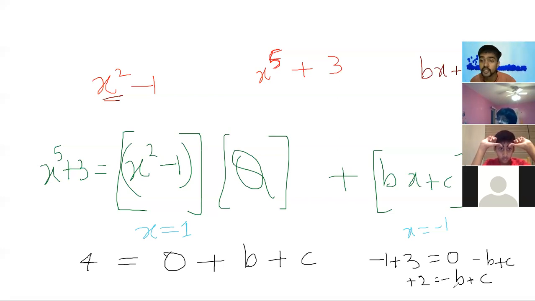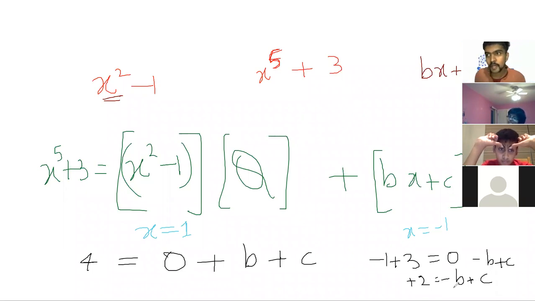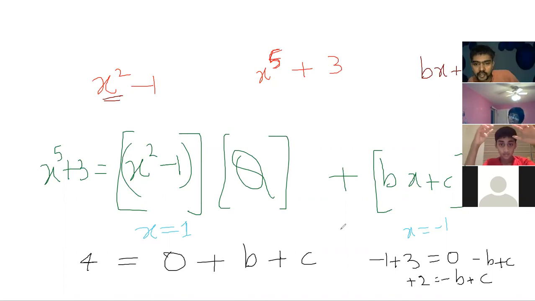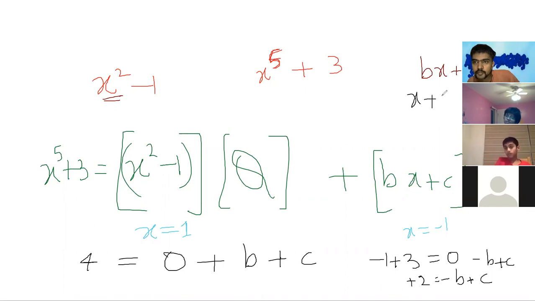So what did we do here? I don't know the b, I don't know the c. I know one piece of information, that the remainder looks like bx plus c. So I assumed it to be bx plus c. I said, let me put 1 and see what will happen. Let me put minus 1 and see what will happen. I got 2 equations. Bingo. I got b and c and I'm done. So b is equal to 1 and c is equal to 3. So x plus 3 is the remainder.